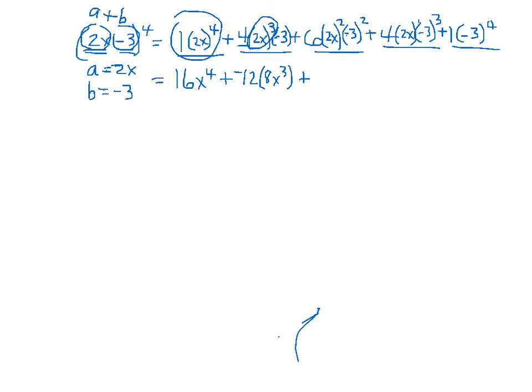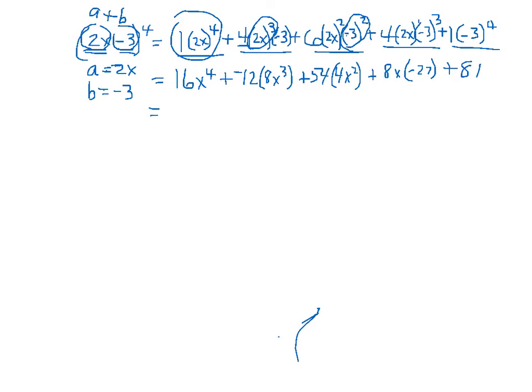The next one we're going to have, this is a 9. Negative 3 squared is 9 times 6 is 54. And 2x squared is 4x squared. And here we're going to have 8x times negative 3 to the third is negative 27. And 3 to the fourth is 81. That'll be a positive 81.